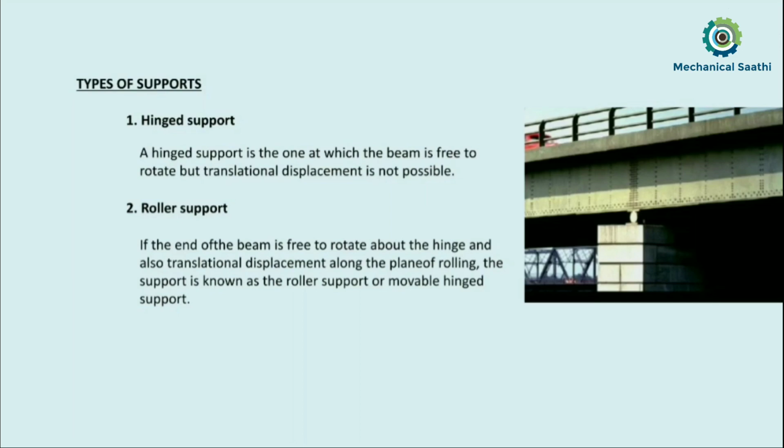From summer to winter we have a temperature variation. Due to this, our steel may expand or contract, so there will be a requirement of translational motion. To make that translational motion happen, we provide this type of support, that is roller supports, under the bridges. So I think it's clear to you now.